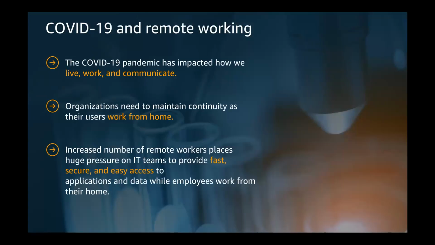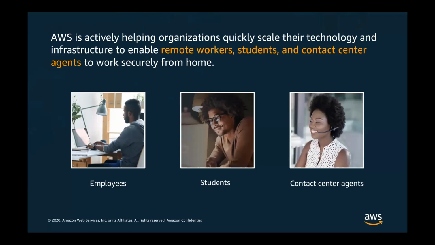As COVID-19 has impacted how we live, work, and communicate, organizations need to maintain continuity. Users of all types working from home is a reality. This does put a lot of pressure on IT organizations to ensure that users have the access they need to stay secure without compromising productivity and the mission for those end users. AWS offers a range of services and solutions to help organizations scale their technology and infrastructure for all types of users. We focus a lot on remote workers and employees, also students, and specifically contact center agents with some of our solutions.